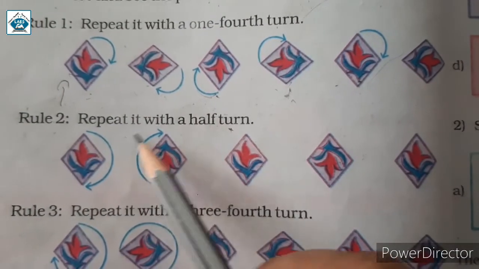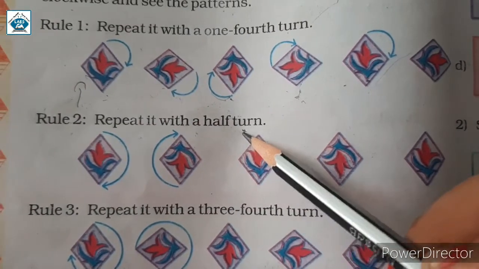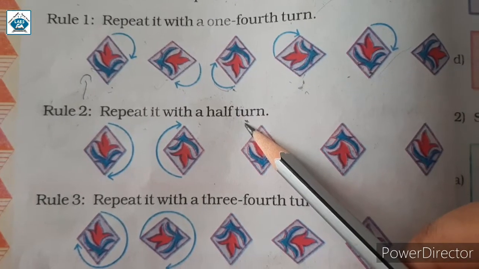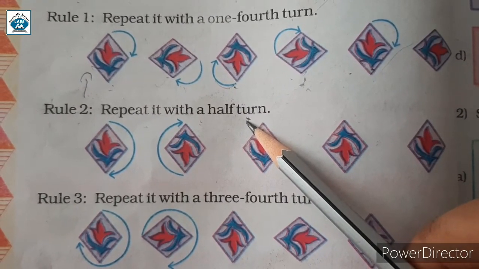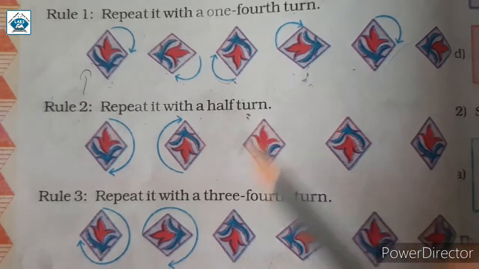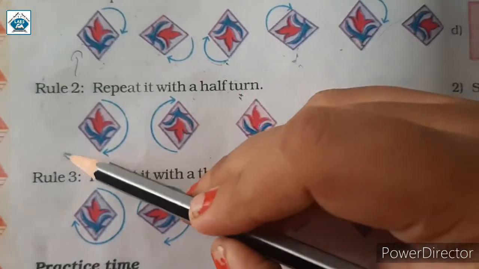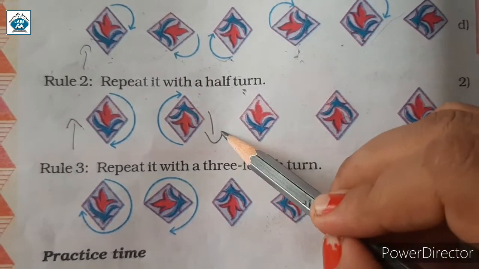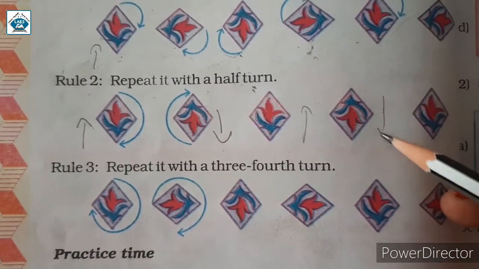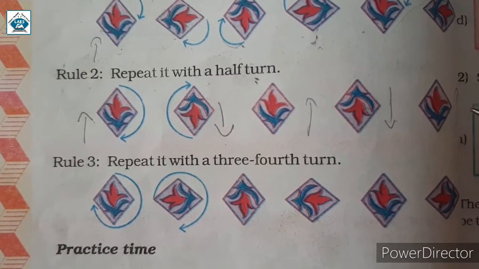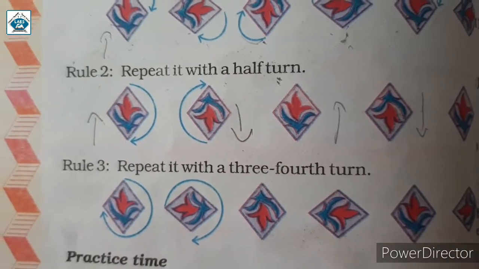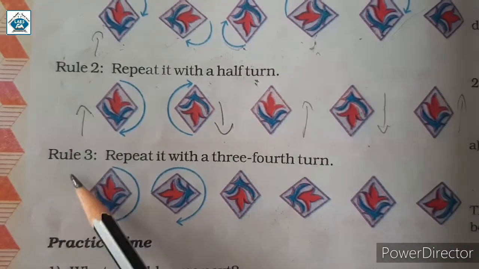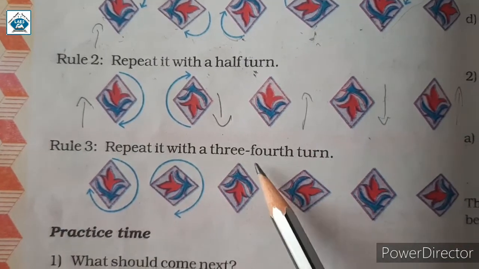Rule 2: repeat it with a half turn. This rule is based on a half turn. A half turn clockwise will be just the opposite. It is just upside and it is just downside. Up, down and up. So the up-down pattern is here. Next, Rule 3: repeat it with a 3/4 turn.